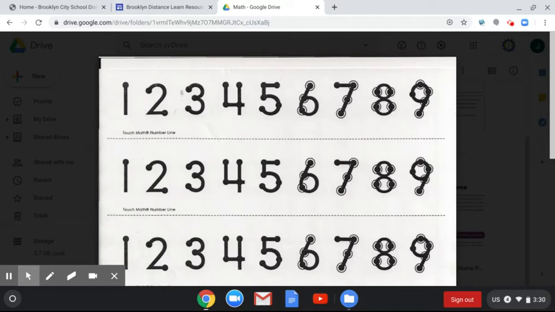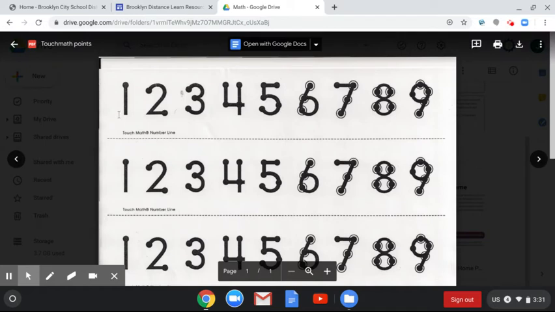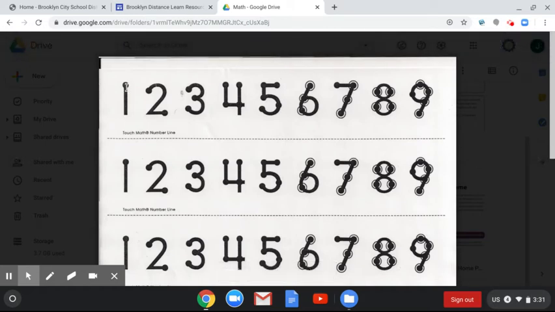We typically use them for addition and subtraction. You can use them for multiplication and division. Of course, working with time and money, we do use touch points as well. But this is just a basic introduction to Touchmath points. So if you look, each of the numbers has touch points or dots to correspond with what that number is. So the number 1 has 1 touch point, the number 2 has 2 touch points, and the number 3 has 3, and so on.